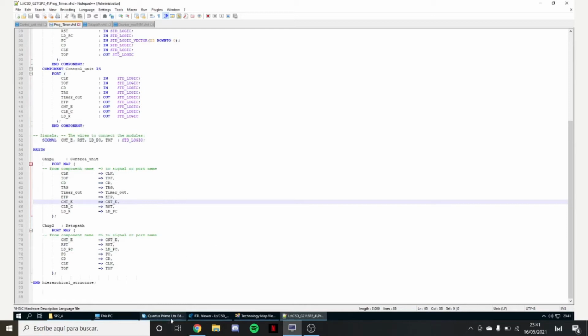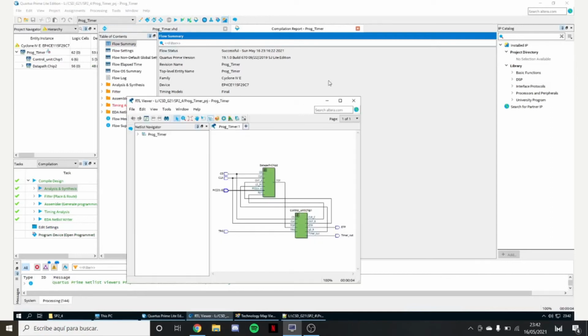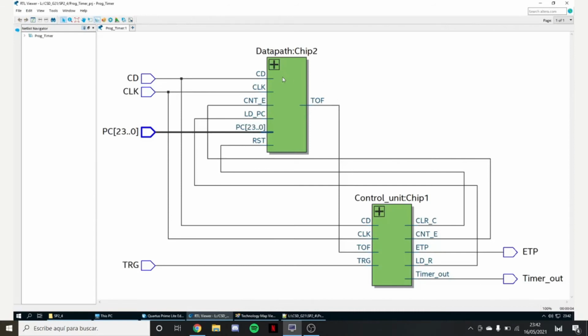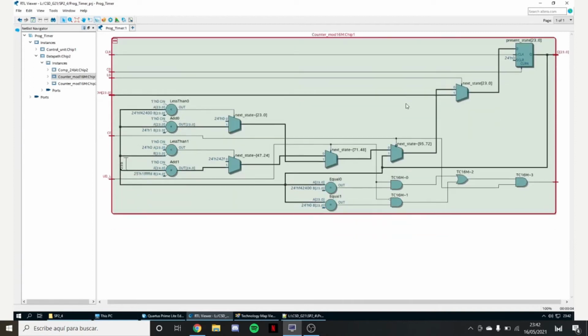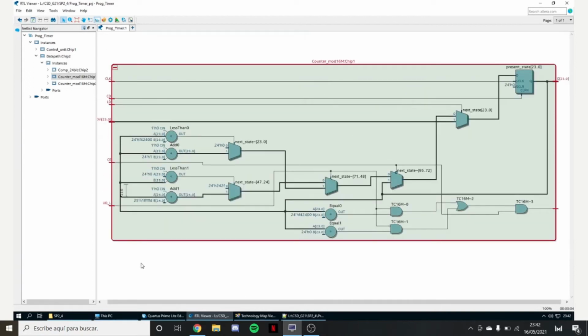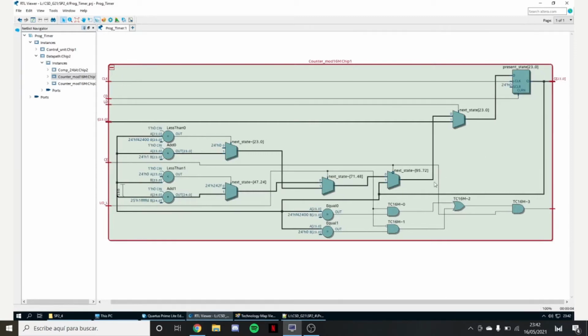So next I'm going to show the Quartus. We have the RTL viewer. So this is what the proctimer looks like. Here we have the data path and here the control unit. We can also view the data path. So for example, this is the counter mode. Here we have the inputs and the outputs.